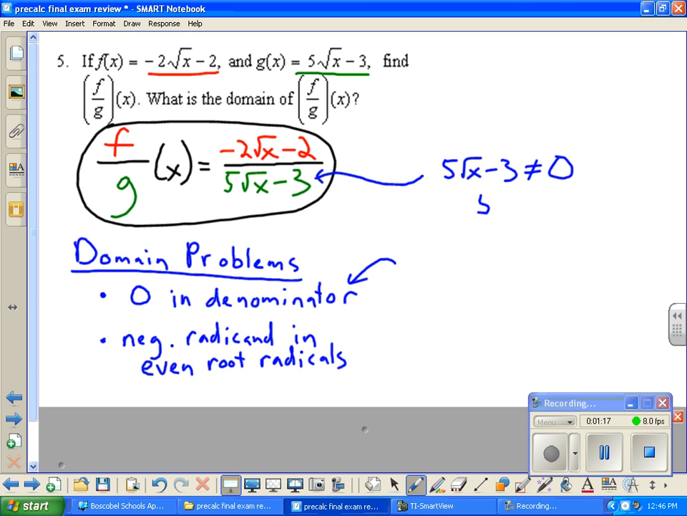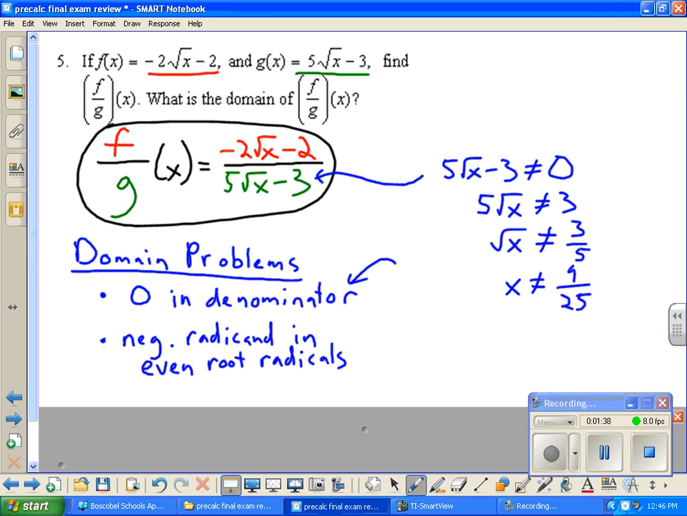I add 3 to both sides. I get 5 times the square root of x cannot equal 3. Divide by 5, so I get the square root of x cannot equal 3/5. And then I square both sides, and I find that x cannot equal 9/25.